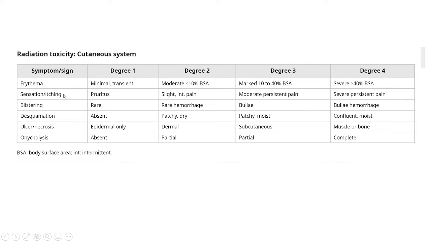And the symptoms will increase in degree, with severe pain in degree 3 and 4. There will be no blister formation in degree 1, and there will be no hemorrhage, blister formation, ulceration, or necrosis in degree 1. The necrosis will start from degree 3, which will involve the subcutaneous tissue, and in degree 4, it will involve the underlying muscle and the bone.